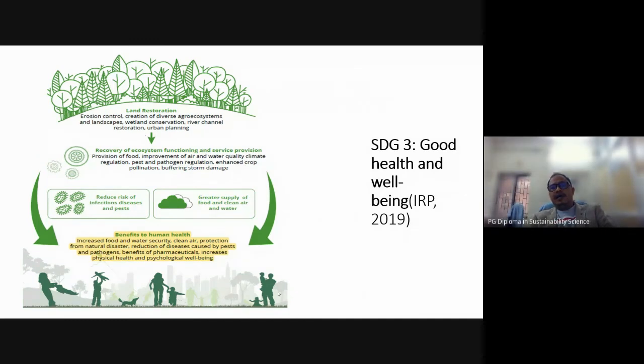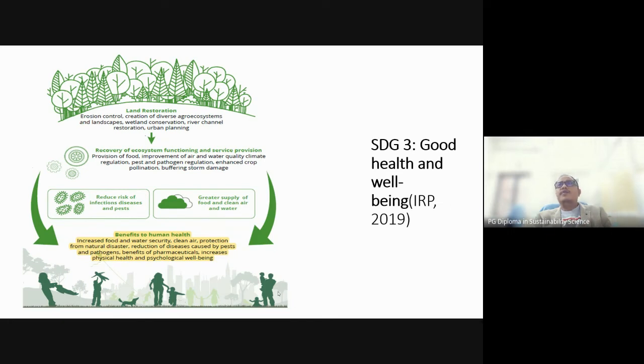One example of how to understand landscape ecology principles or ecological theory in implementing sustainable development goals: let us take an example. In most of the metros, in the cities, we have shown that most of the wetlands are diminishing. When you try to revive or restore a wetland, what kind of benefits are you going to get? It will recover ecosystem functioning and service provision, right? That gives you recreation, a good environment, good health. When you have a good environment, good health, and a good forest ecosystem, that indicates reduced risks of infectious disease and pests, and that gives you a better supply of food and clean air and water.